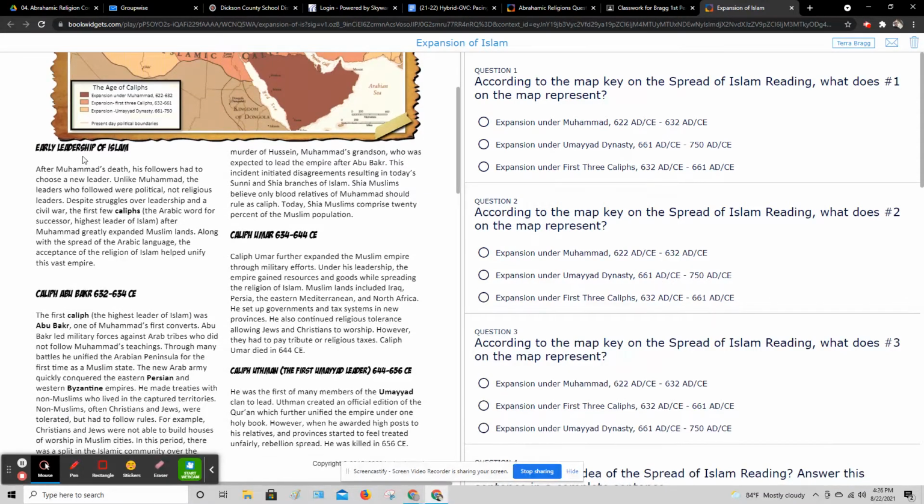So for the early leadership of Islam, after Muhammad's death, his followers had to choose a new leader. Unlike Muhammad, the leaders who followed were political, not religious leaders. Despite struggles over leadership and a civil war, the first few caliphs, this is the Arabic word for successor, the highest leader of Islam, after Muhammad greatly expanded Muslim lands. Along with the spread of the Arabic language, the acceptance of the religion of Islam helped unify this vast empire.